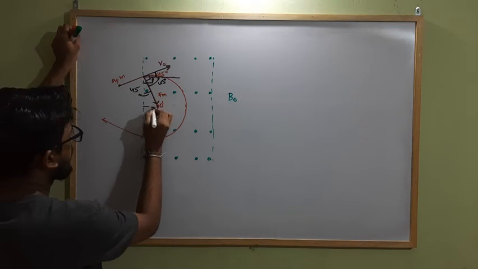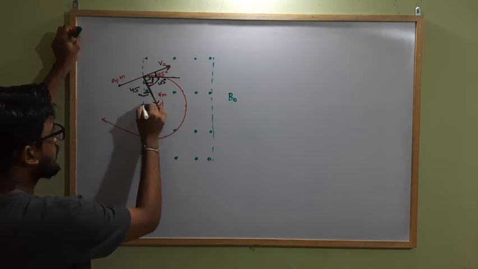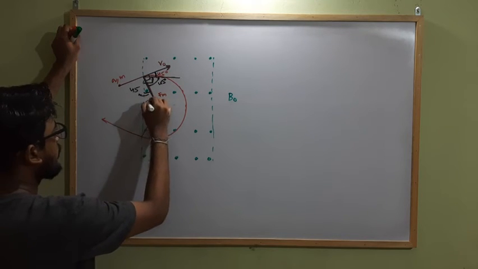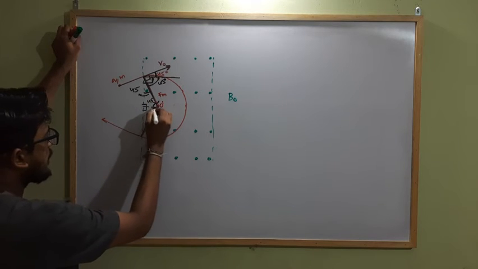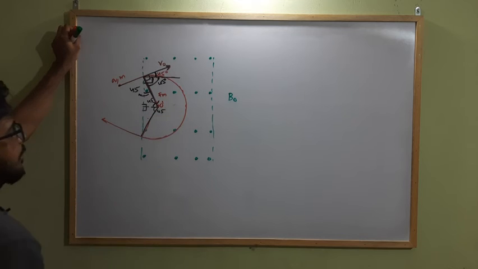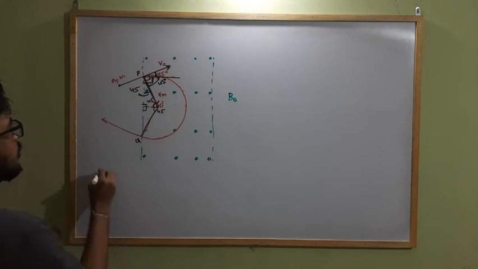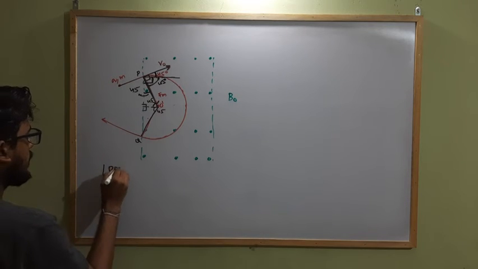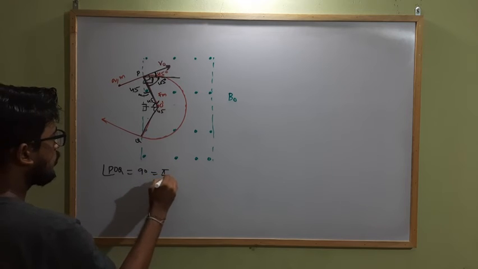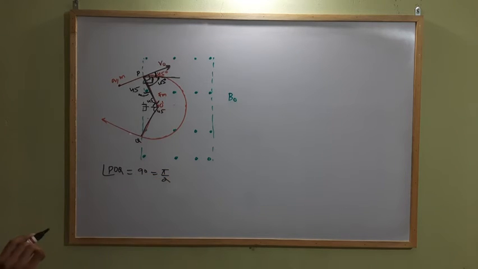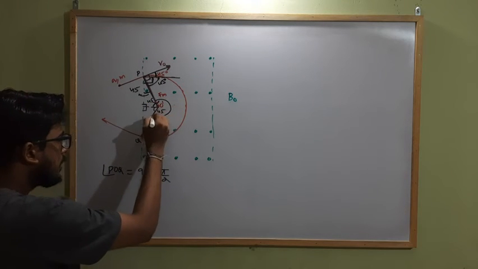Similarly, if I draw a perpendicular of 90 degrees, this is R, this angle is 45, this angle is 90, so again this angle will be 45. Similarly, this is R, this angle is 90, so again this angle will be 45. So let the angle be POQ. The angle POQ will be 45 plus 45, 90 degrees, that is pi by 2. So the total time up to which the charged particle will remain is given by this much angle.